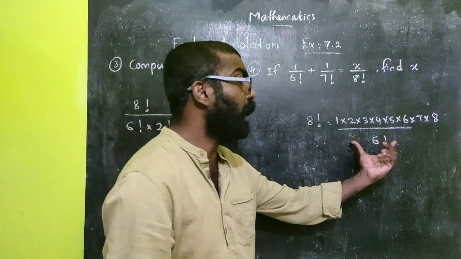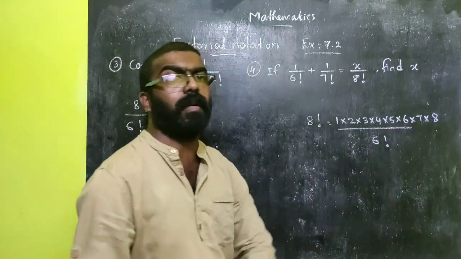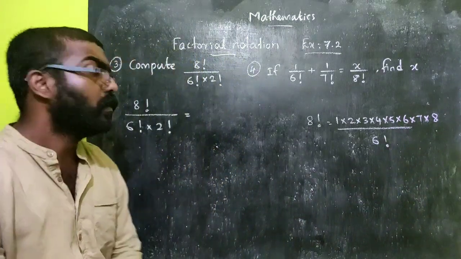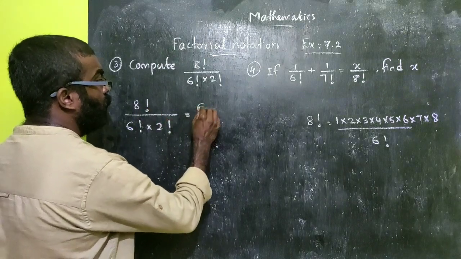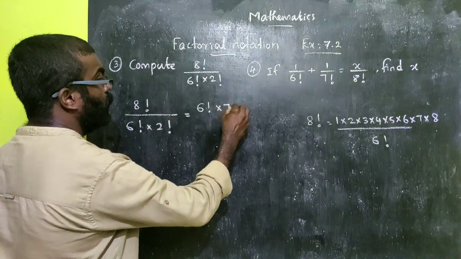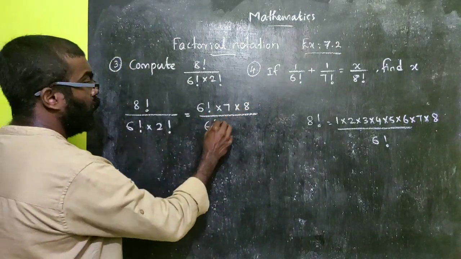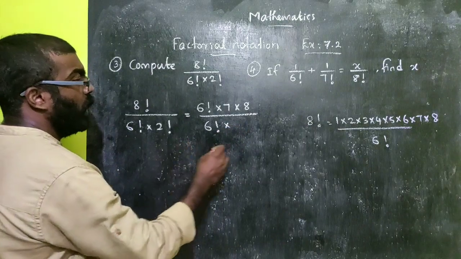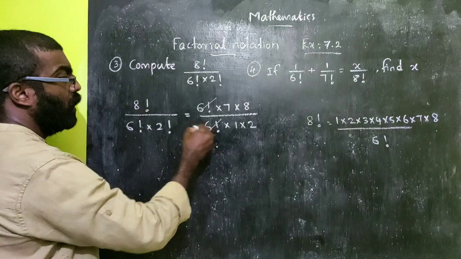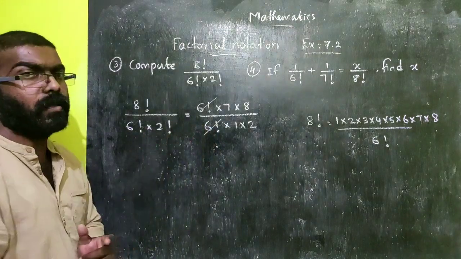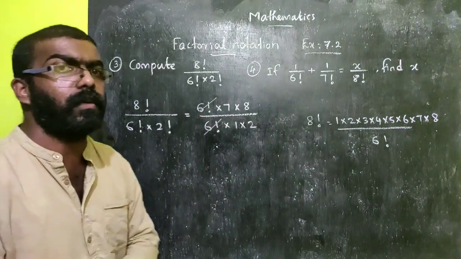And if we separate the first 6 numbers, then what can we write? 6 factorial into 7 into 8. Understood? So here, instead of 8 factorial, we can write 6 factorial into 7 into 8. Then the denominator is 6 factorial into 2 factorial, that is 1 into 2. Here we can cancel this 6 factorial. So in order to cancel with 6 factorial, we convert 8 factorial as 6 factorial into 7 into 8.